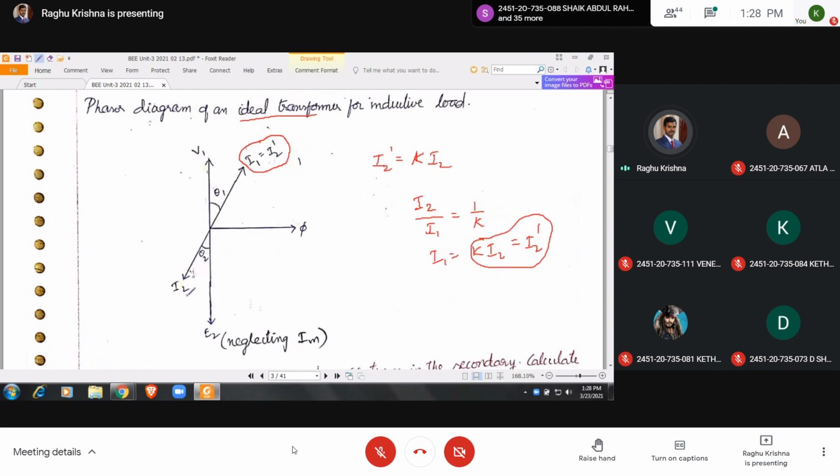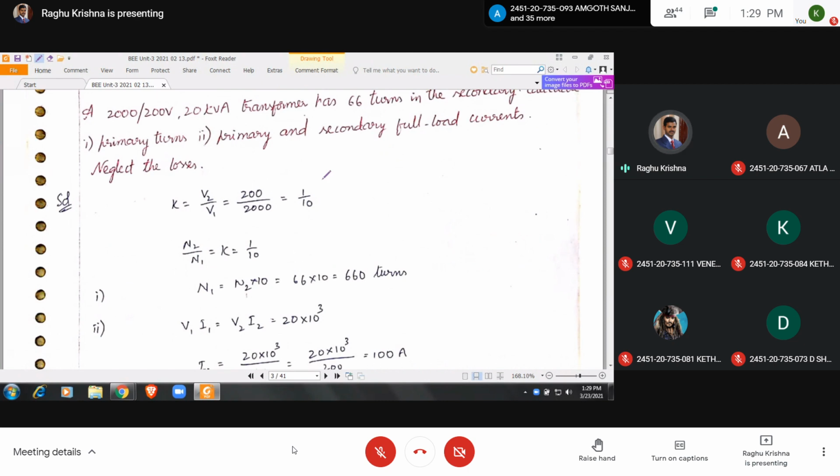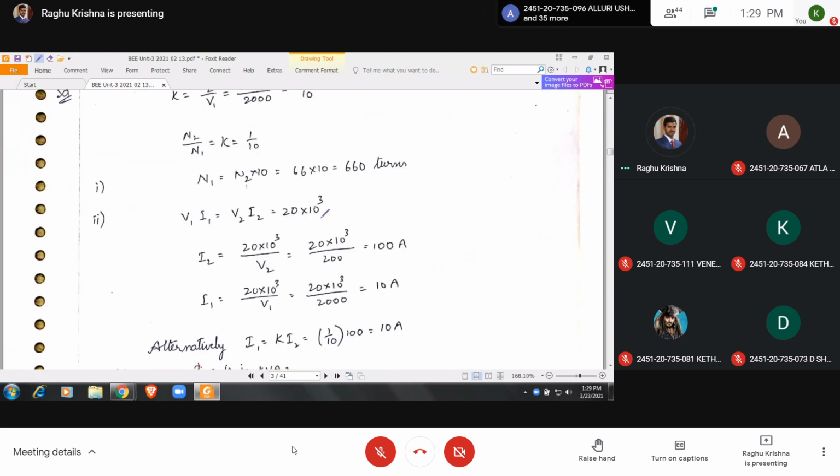Here inductive load means current lags the voltage. Current I2 is lagging the voltage E2. Similarly, you can draw the opposite direction, but with a change in magnitude. Here E2 is greater than V1, so I1 will be greater than I2. Based on this, you can go through this problem.